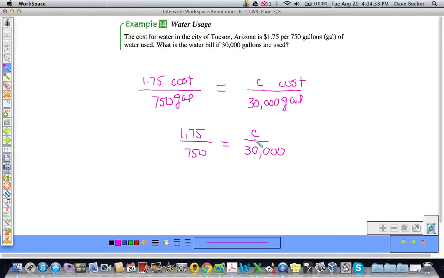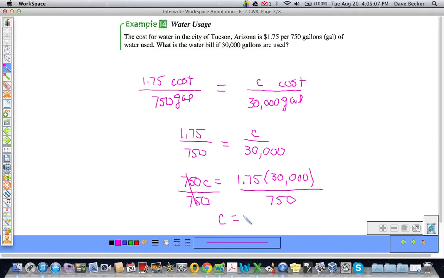So I am going to cross multiply: 750 times C is equal to 1.75 times 30,000. And I'm just going to go ahead and divide right now before I multiply because I know I'm going to use a calculator, so I might as well just use it in one big giant step. And if you take 1.75 times 30,000 and divide it by 750, you get 700, or in this case, that cost or the bill is going to be $700. No big whoop.